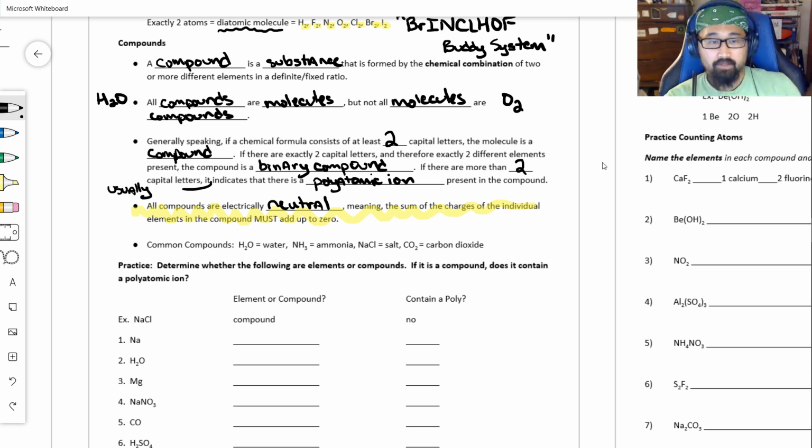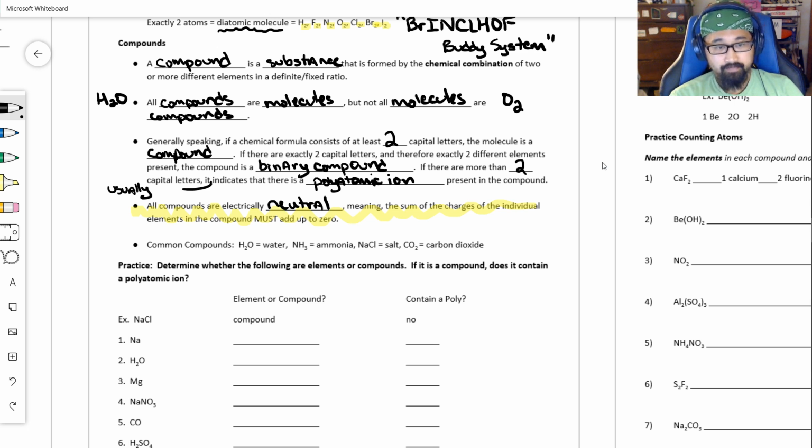All compounds are electrically neutral, which means that they have no charge. All the positives, all the negatives, they add up to 0. It's going to be really important when we start actually making compounds and when we start naming compounds, because it's going to tell us how many of each thing or how much of each thing is present in there.